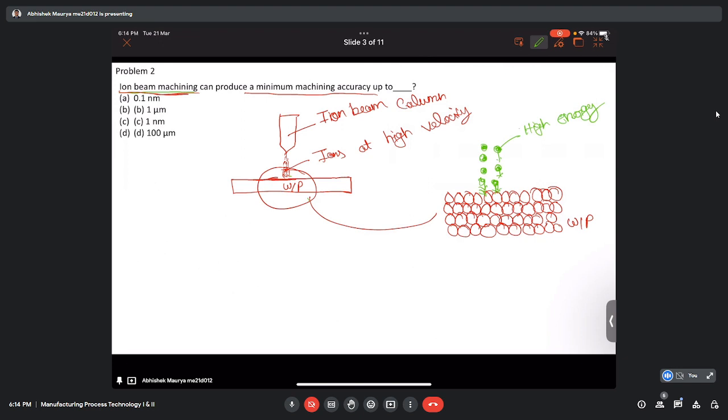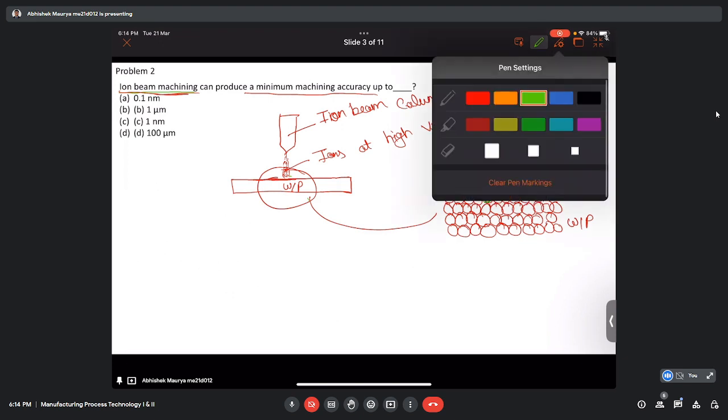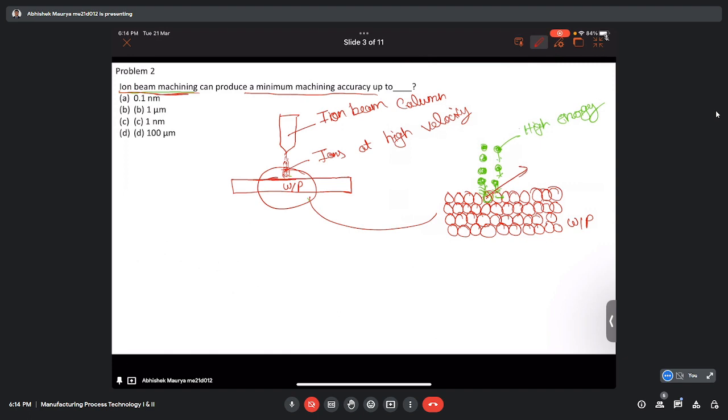What is the binding energy? Binding energy means the bond energy between two atoms of the workpiece. So if the energy transferred by the ions to the workpiece atom is greater than the binding energy of the workpiece atoms, then this workpiece atom will get knocked out. It will come out from its position, and that area will become vacant. So what is the condition?